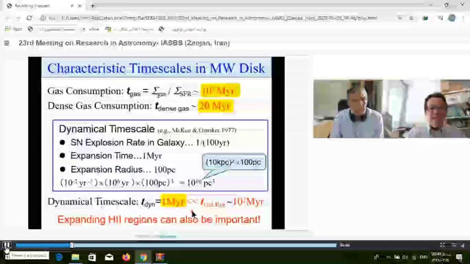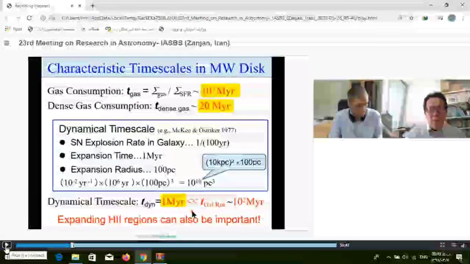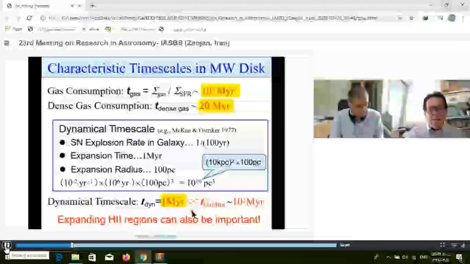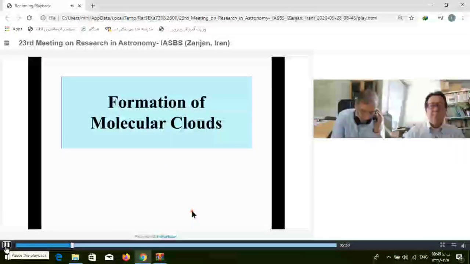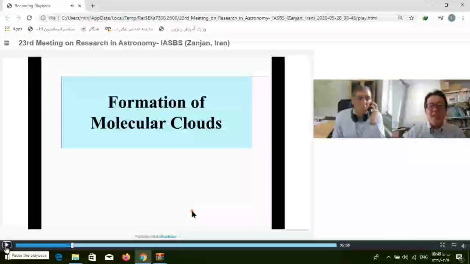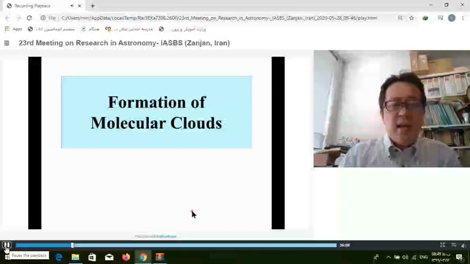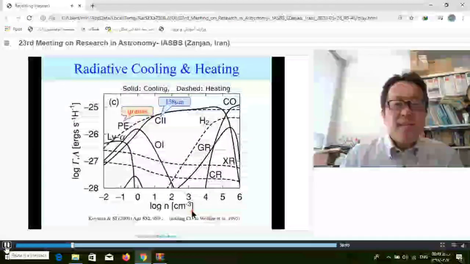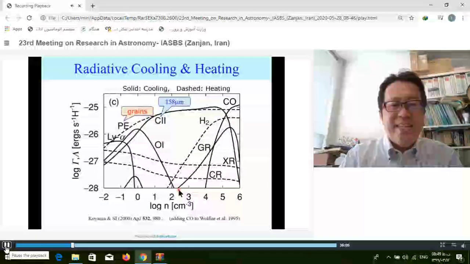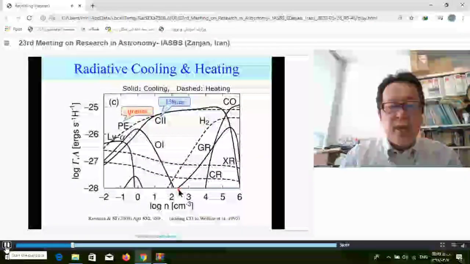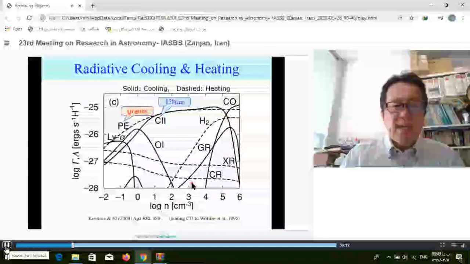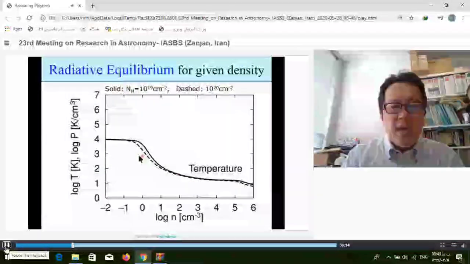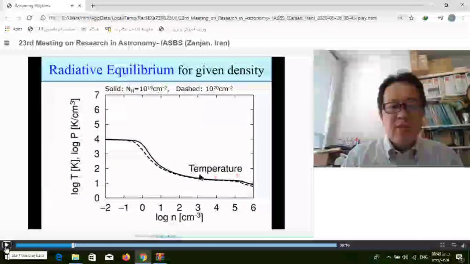In order to understand all of these time scales and star formation, we have to understand the formation of molecular clouds. Let me move on to the formation of molecular clouds. First of all, I'd like to explain what a radiative equilibrium phase is. I'm not going into the detail of this plot, but this shows various heating and cooling processes. By equating heating and cooling processes, we can obtain the equilibrium temperature as a function of a given density.